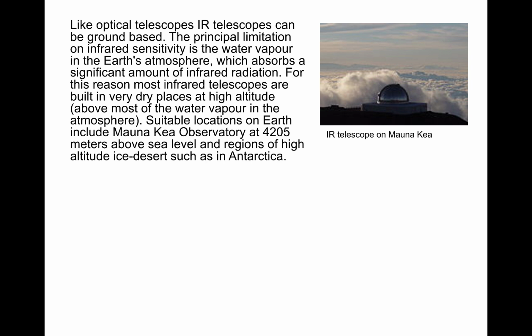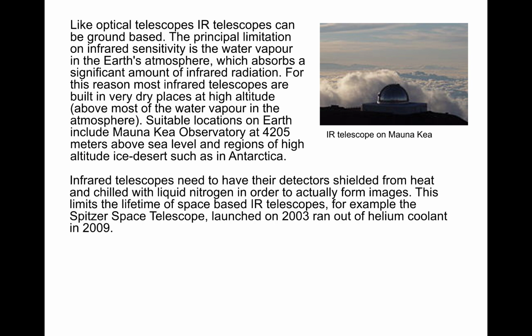So suitable locations on Earth include Mauna Kea Observatory, which is incredibly high, 4,205 metres above sea level, and regions of high altitude ice deserts such as in the Antarctica, which is the South Pole. So they need to have detectors shielded from heat, and they're chilled with liquid nitrogen in order to actually form images. So this limits the lifetime of space-based infrared telescopes. For example, Spitzer telescope, launched in 2003, actually ran out of helium coolant in 2009.